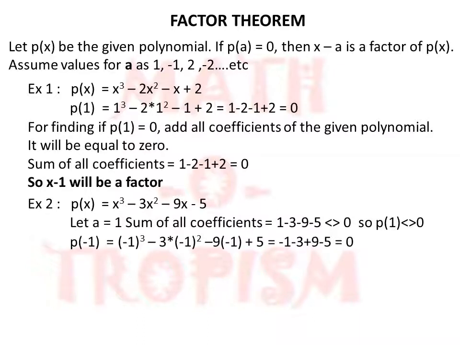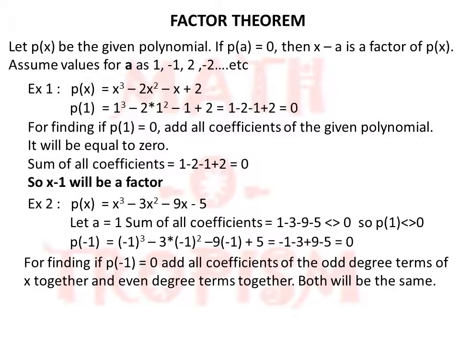So when I substitute minus 1, what happens? Minus 1 cube minus 3 into minus 1 square minus 9 into minus 1 minus 5. So this comes to minus 1 minus 3 plus 9 minus 5, which is equal to 0. So for this polynomial, p of minus 1 is becoming 0, which means x plus 1 will be a factor. Remember, whatever a we are taking, x minus a we need to put. So since here it is minus 1, the factor will be x plus 1.